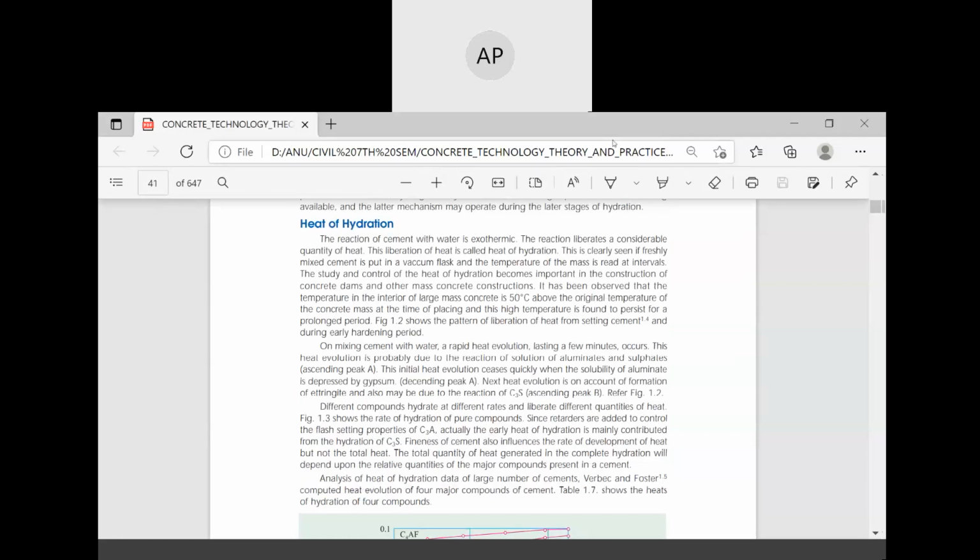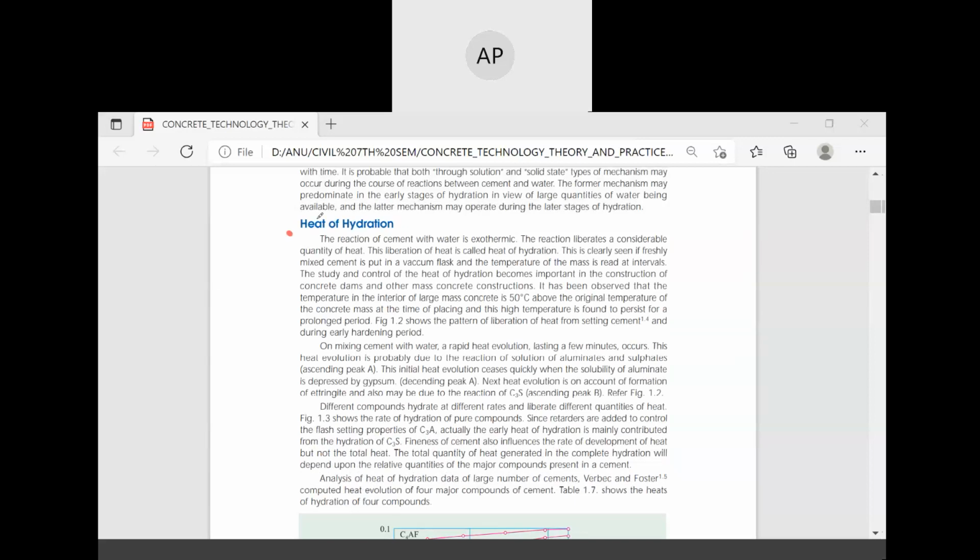What is heat of hydration? The reaction of cement with water is exothermic. What is an exothermic reaction? Exothermic reactions are those which liberate or produce a large amount of heat. The reaction produces a considerable quantity of heat. The liberation of heat is called heat of hydration.